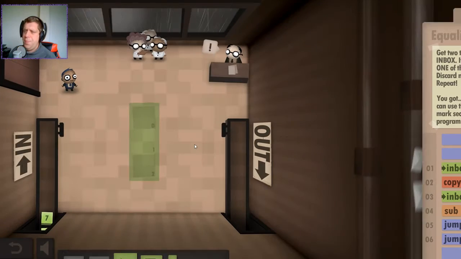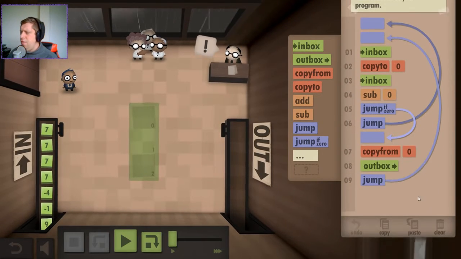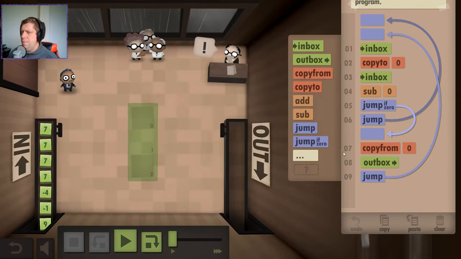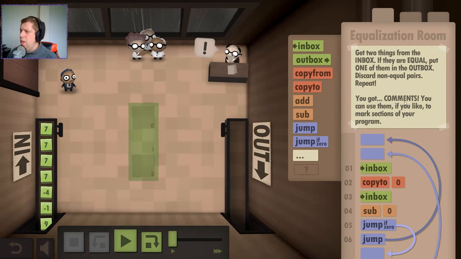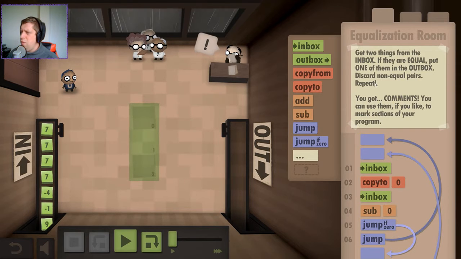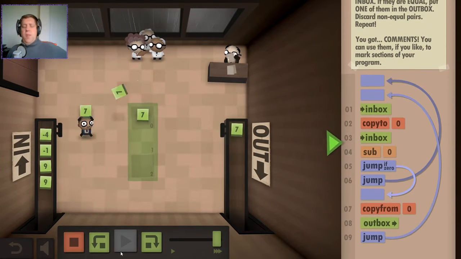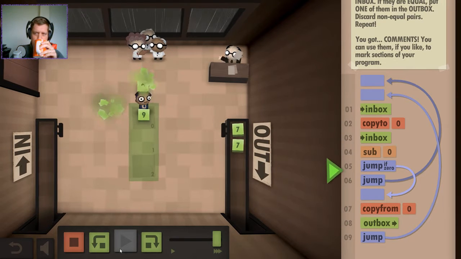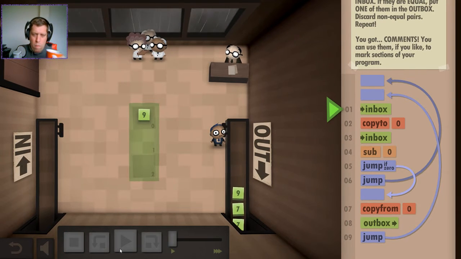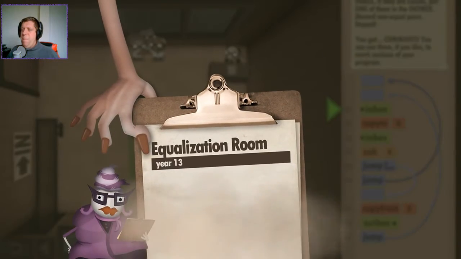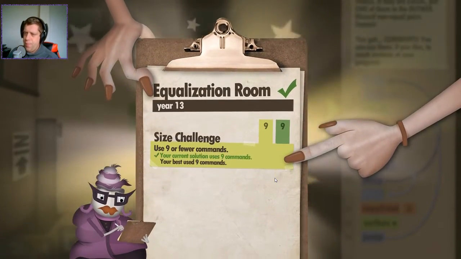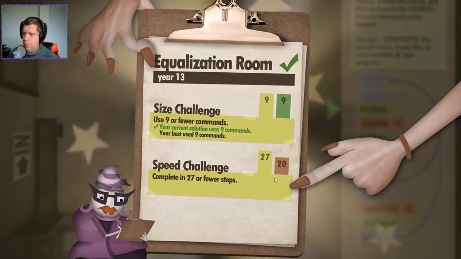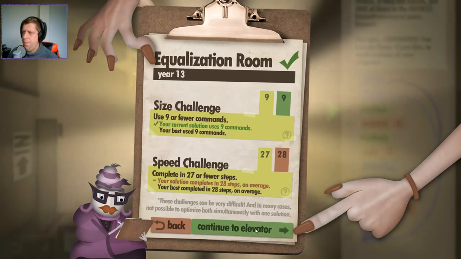What do we have to do here? Alright, first of all, let's copy our solution. Paste onto a new tab just so we don't lose the original. Alright, so, get two things from the inbox. If they're equal, put one of them to the outbox and discard. Alright, so how many steps do we need to minimize this by? Just by one.